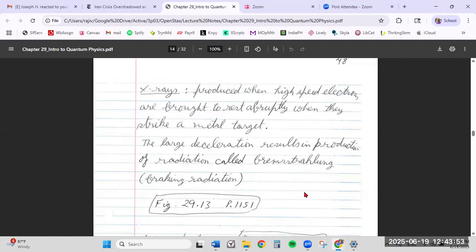And whenever you have an acceleration of a charged particle, that results in emission of electromagnetic radiation. So same thing in this case. It results in production of radiation, which is called braking radiation because they're coming to an abrupt stop. The original term from German is Bremsstrahlung. Bremsstrahlung basically means braking. Literally, it means braking radiation.